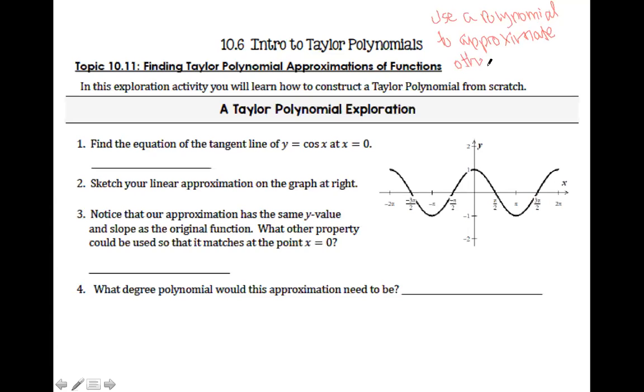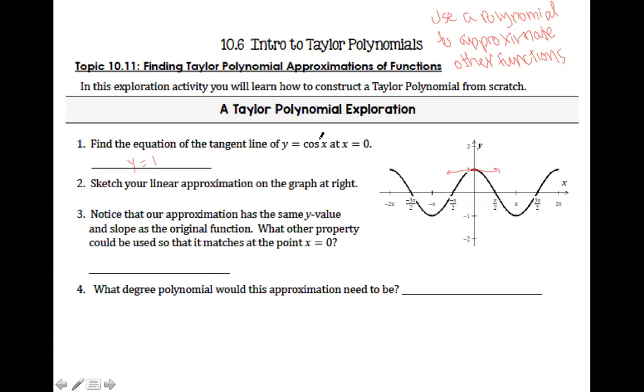And it'll say we're using it to approximate other functions. All right, so in this example, we have the cosine curve, and it says find the equation of the line tangent to y equals cosine x at x equals 0. So I want to find the equation of the tangent line here. Well, it would be hitting at this point. And most of you can see the slope is 0. It's a horizontal line passing through 1. So the equation of the tangent line should be y equals 1.